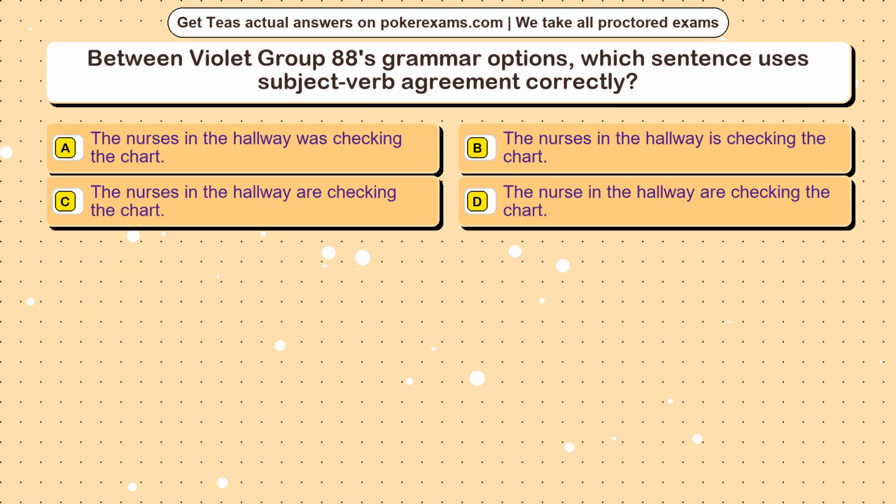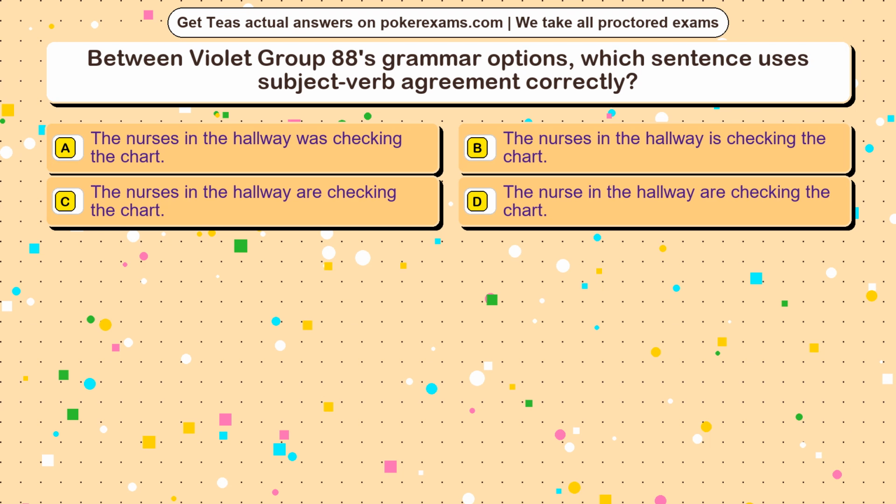Question 21. Between Violet Group 88's grammar options, which sentence uses subject-verb agreement correctly? Option A. The nurses in the hallway was checking the chart. Option B. The nurses in the hallway is checking the chart. Option C. The nurses in the hallway are checking the chart. Option D. The nurse in the hallway are checking the chart.